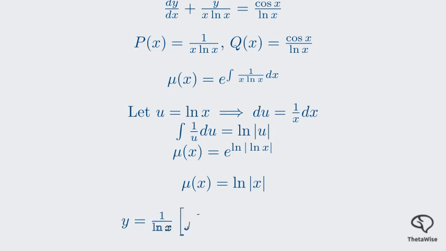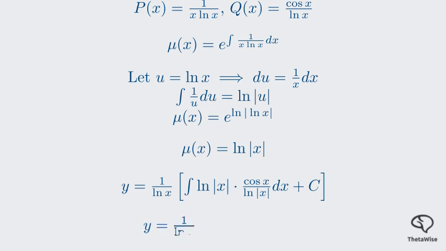y equals 1 over ln x times the integral of ln x times Q of x, which is Q as cos x over ln x dx plus c. Look what happens inside the integral. The ln x in the numerator and the denominator cancel out perfectly. This is why the integrating factor method works so well.